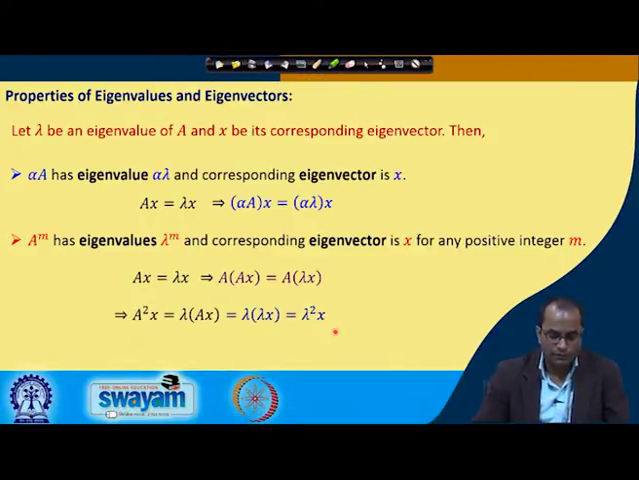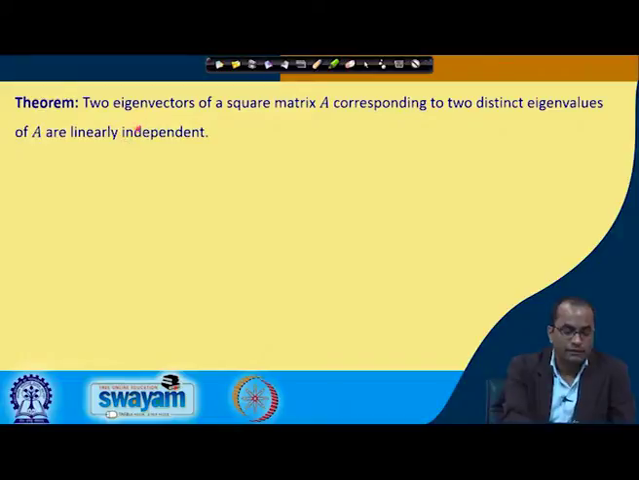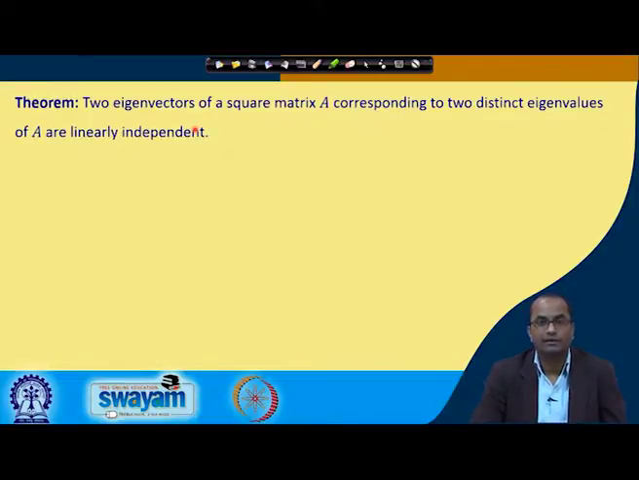Now, the next property. Here we have seen lambda square is the eigenvalue of A square. Now, two eigenvectors of a square matrix A corresponding to two distinct eigenvalues of A are linearly independent. So, what we will prove here is that two eigenvectors corresponding to two distinct eigenvalues are always linearly independent. This observation we already have seen for numerical examples, but for any matrix we can prove this result theoretically.